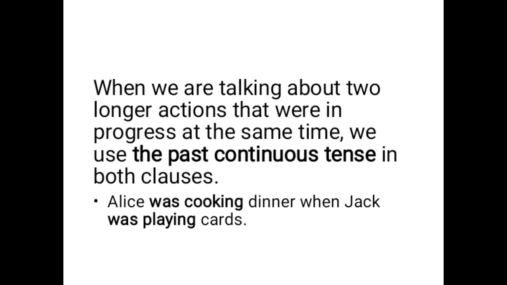So let us learn how to use our simple past tense and past continuous tense. Next time we're going to discuss in detail past progressive, past perfect tense and past perfect continuous tense to get more details about this.